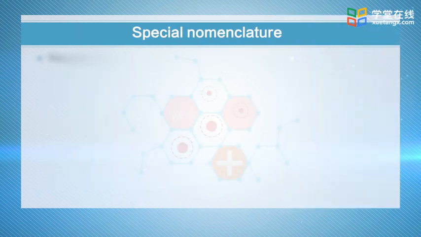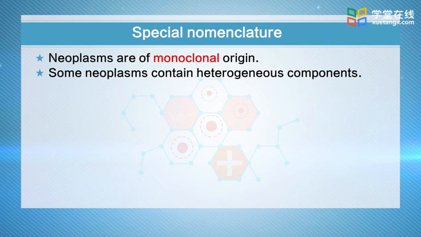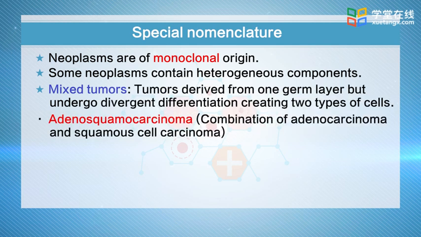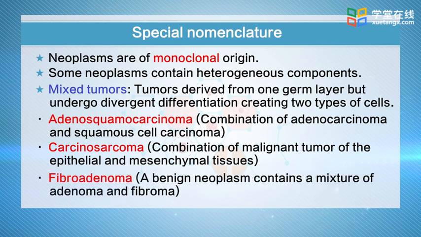As discussed earlier, neoplasms are of monoclonal origin. However, in some instances, tumor cells may undergo divergent differentiation, creating so-called mixed tumors. For example, adenosquamous carcinoma is the combination of adenocarcinoma and squamous cell carcinoma. Carcinosarcoma is the rare combination of malignant tumor of the epithelium and mesenchymal tissue. Fibroadenoma of the female breast is another common mixed tumor. This benign neoplasm contains a mixture of proliferated ductal elements embedded in a loose fibrous tissue. Although studies suggest that only the fibrous component is neoplastic, the term fibroadenoma remains in common usage.